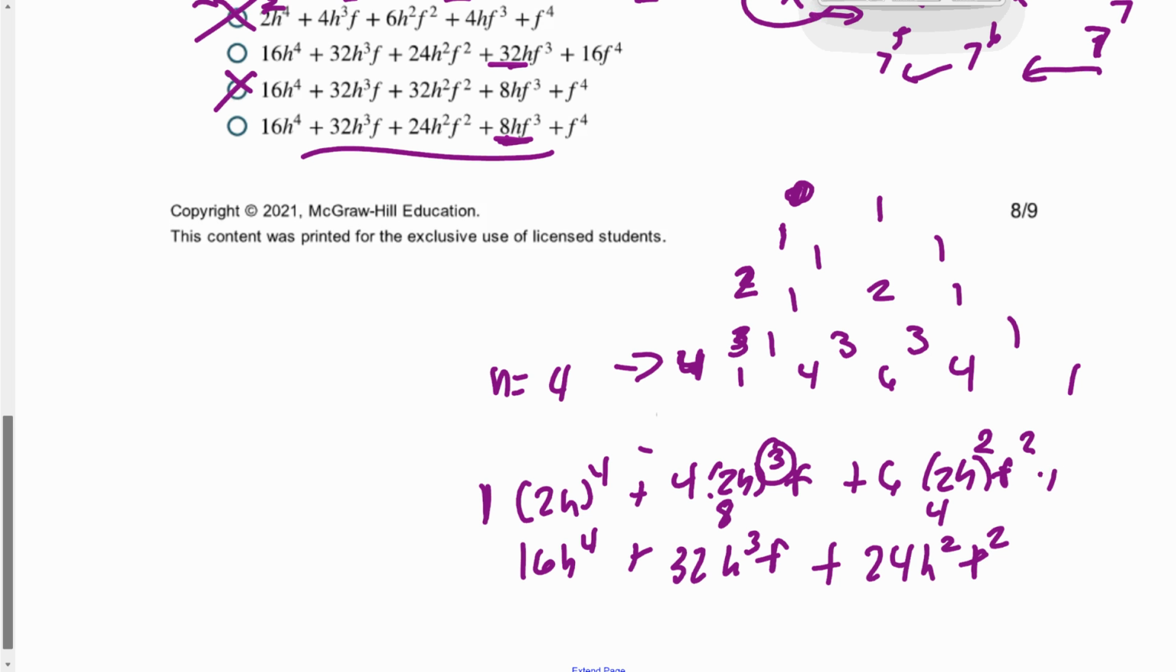Okay, so the next one is a 4. This is just 2h to the first, and then f to the third, right? So that'd be 2 times that. That'd be 8. So 8h f cubed. And then we're done. We know probably the last one is f to the fourth. Okay. So sorry about that. I was counting wrong because 0, 1, 2, 3. This is 4, which is the 5th row. Some of you guys already probably recognize that.